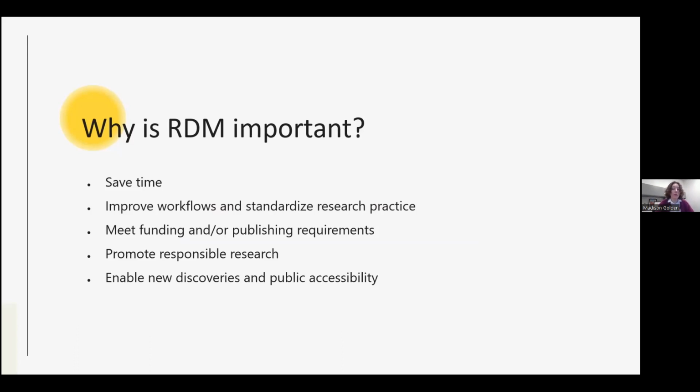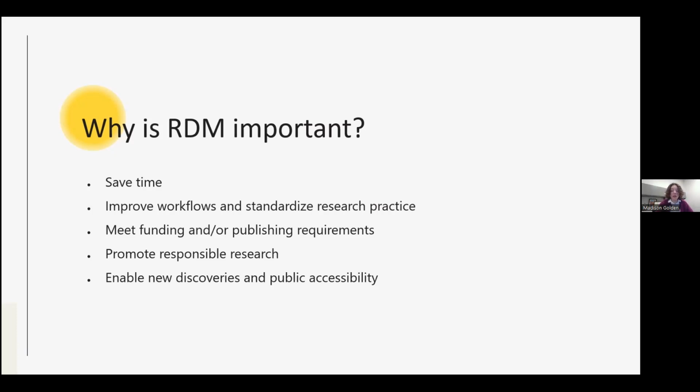So if you were to work in a lab of a faculty member here and there was a lot of staff turnover, for example, creating sufficient documentation for the people following you or the people that came before is going to be super helpful. Standardizing research practices also promotes responsible research by increasing the reproducibility and efficacy of your work.